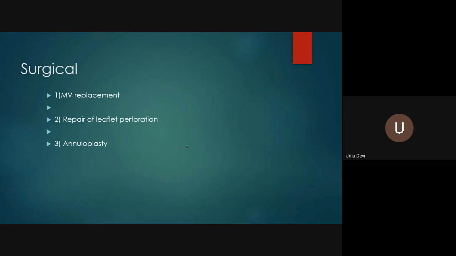But suppose the ejection fraction has gone below 30%, at that point there is no role for surgical procedures in mitral regurgitation. So ideally we should pick up the patient early and give good medical management, with rheumatic fever prophylaxis if it is rheumatic heart disease, to prevent further worsening. At the right time they can go for mitral valve repair, and they will have a good quality of life for 10 to 15 years.